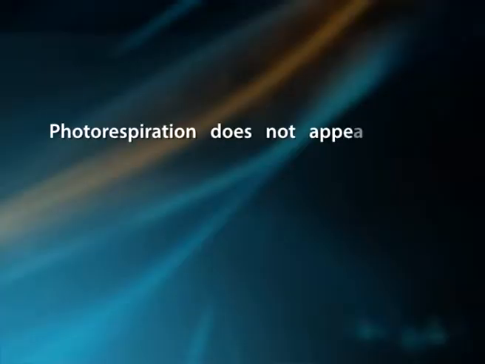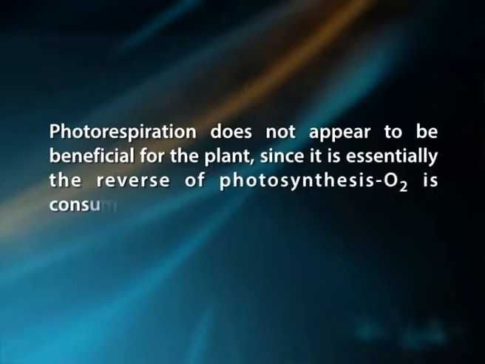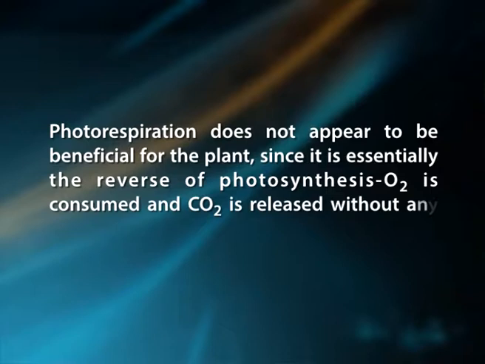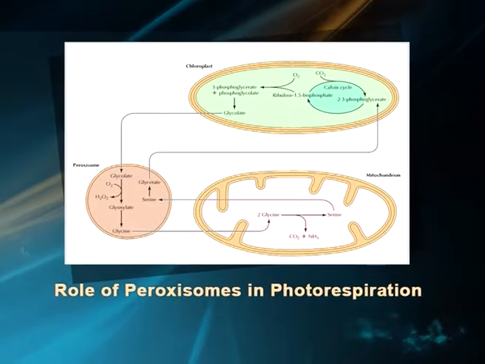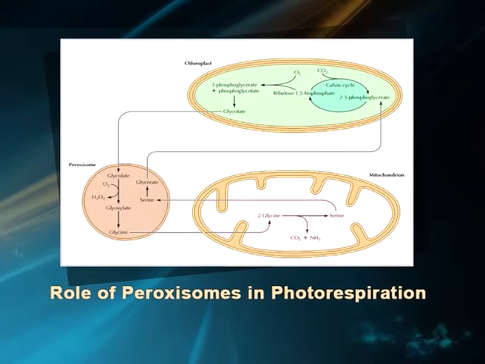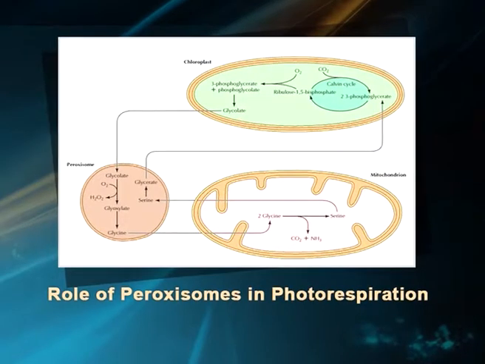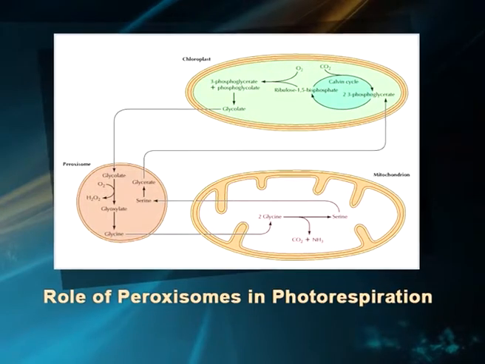Photorespiration does not appear to be beneficial for the plant, since it is essentially the reverse of photosynthesis, that is, oxygen is consumed and carbon dioxide is released without any gain of ATP. However, the occasional utilization of oxygen in place of carbon dioxide appears to be an inherent property of Rubisco, so photorespiration is a general accompaniment of photosynthesis. Peroxisomes thus play an important role by allowing most of the carbon in glycolate to be recovered and utilized.